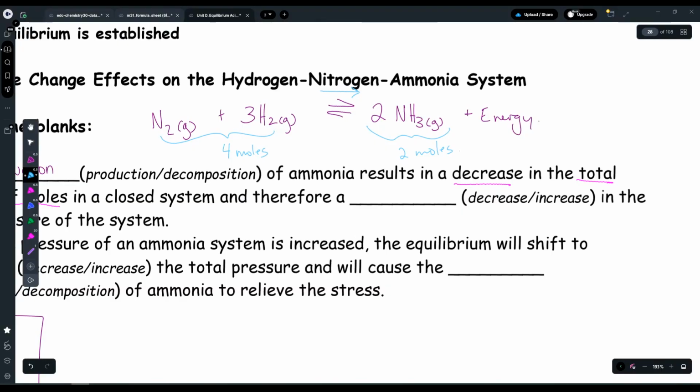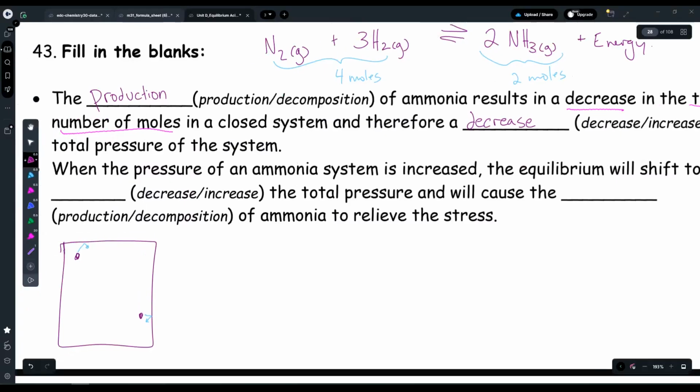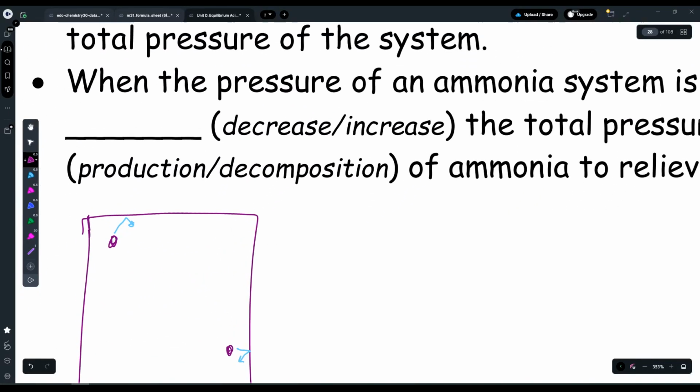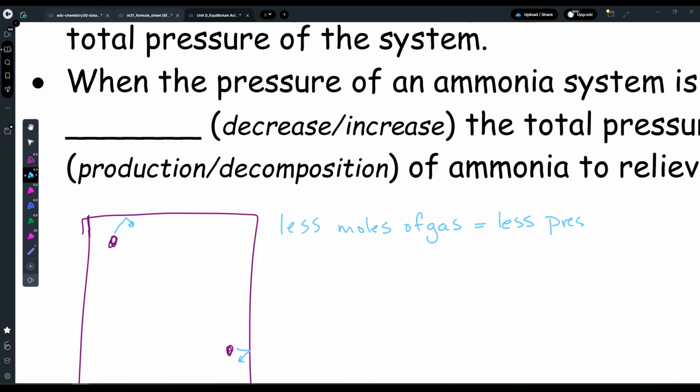Okay, so this is going to result in a decrease in pressure. So let's write out here beside this, less moles of gas equal less pressure. More moles of gas will mean more pressure.